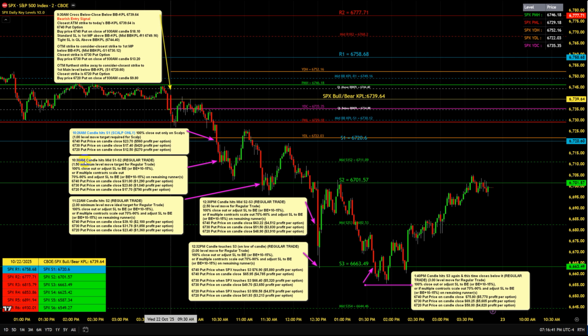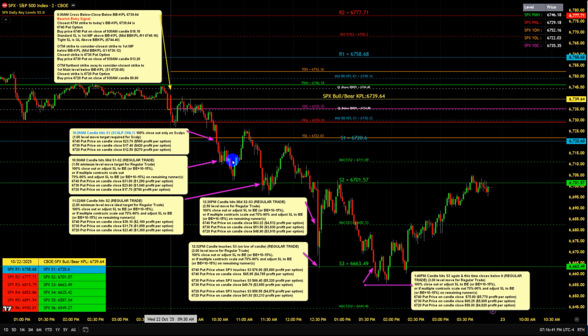Okay, so hopefully that's clear. 1.5 level move. Here you can see that the 67.40 put price on the candle close when it hits here is $31. So that's a $1,290 profit per option. The 67.30 put on the candle close is $23.60. That's a $1,040 profit per option. The 67.20 put price on the candle close is $17.70. So that is $790 profit per option.